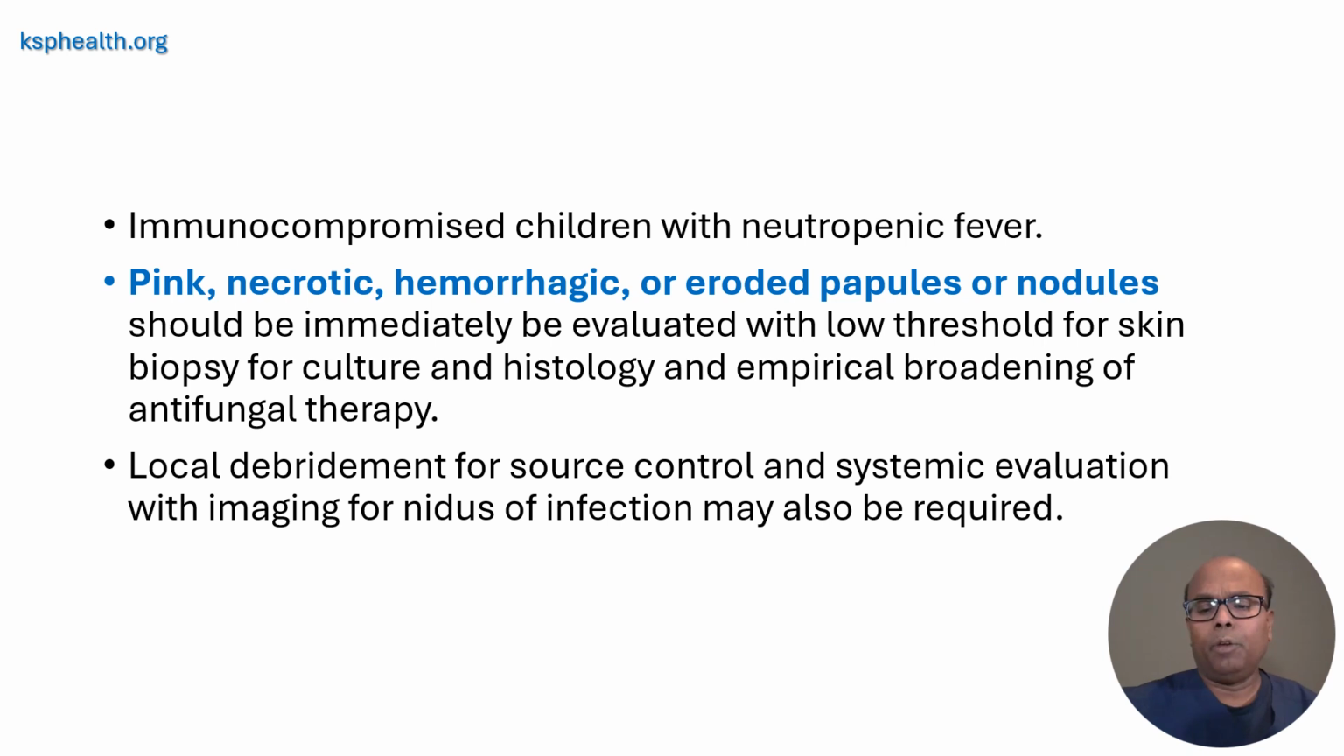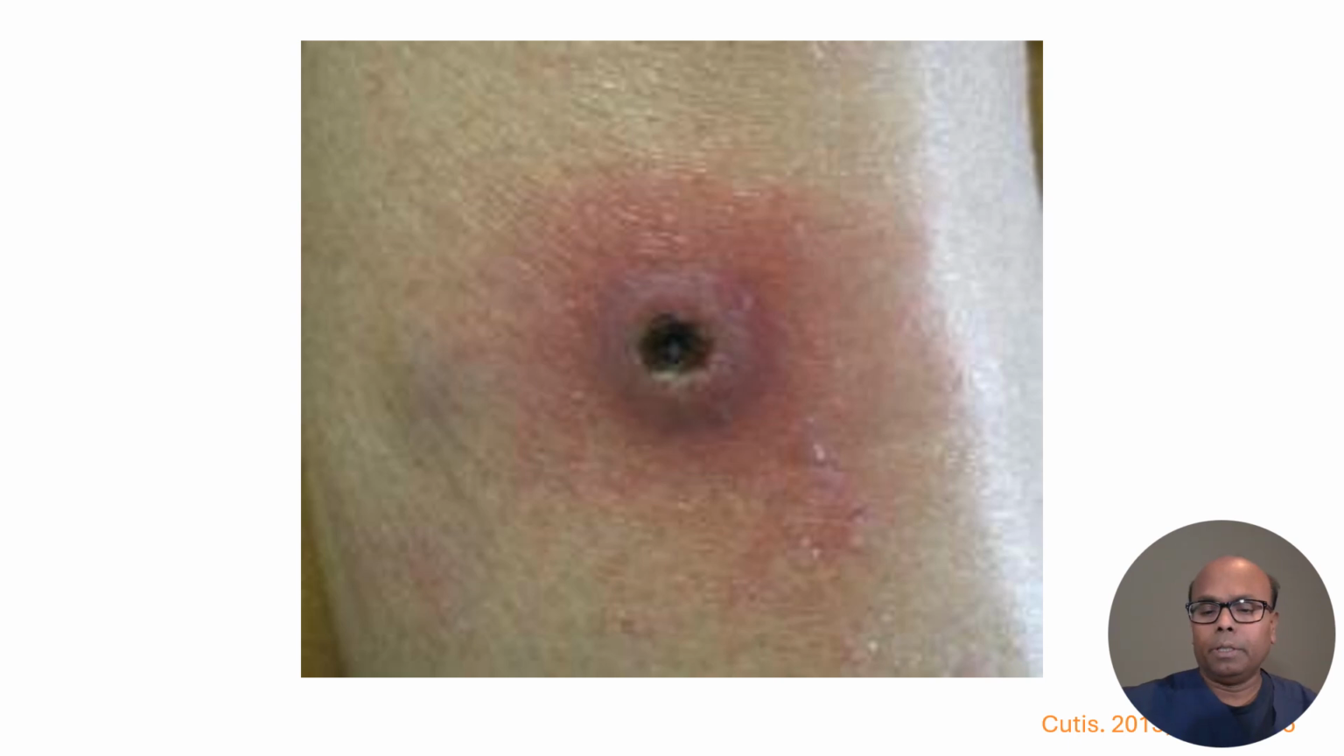It should be immediately evaluated with a low threshold for skin biopsy for culture and histology, and immediately broaden the antifungal therapy. Local debridement for source control and systemic evaluation for other sites of infection, such as eye, heart, and kidneys, needs to be done right away. The lesions will look like that. When you see this in a neutropenic or any other immunocompromised host, immediately do culture, biopsy, and broaden the antibiotic therapy and antifungal therapy.